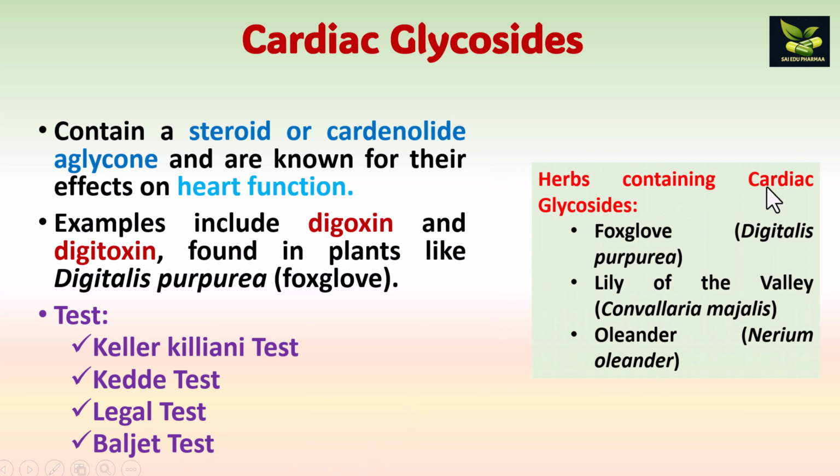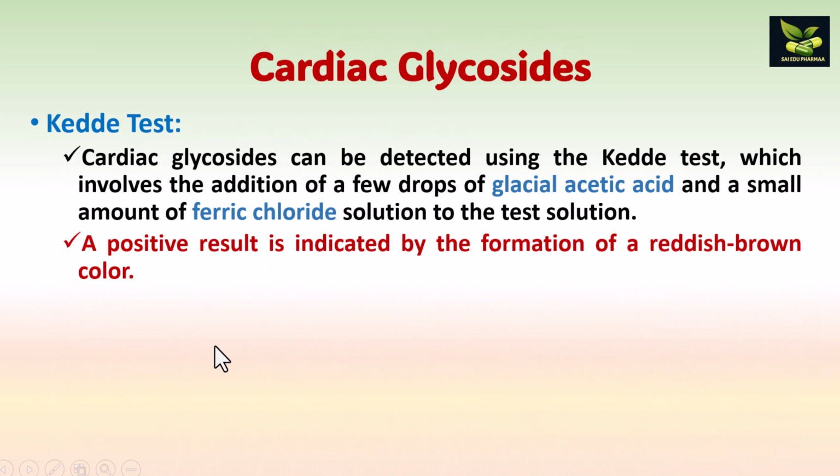You must know various herbs containing cardiac glycosides. So examples are foxglove or Digitalis purpurea, lily of the valley, that is Convallaria majalis, and oleander, which is Nerium oleander. Now we will be seeing the test. First is Keller-Kiliani test. Cardiac glycosides can be detected using this test. It involves the addition of few drops of glacial acetic acid and small amount of ferric chloride to the test solution, and the positive result is indicated by the formation of reddish brown color.